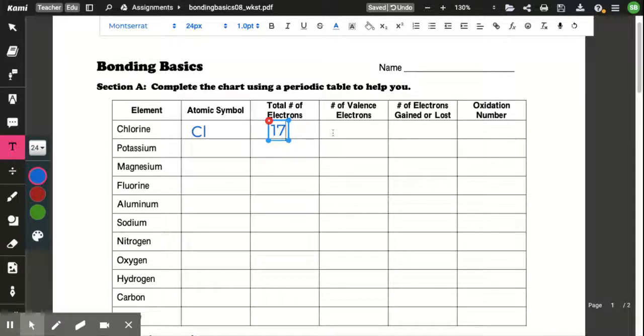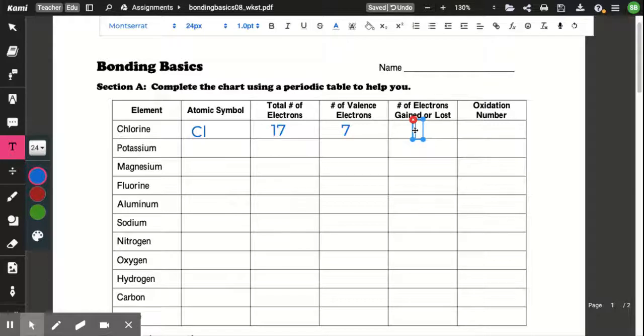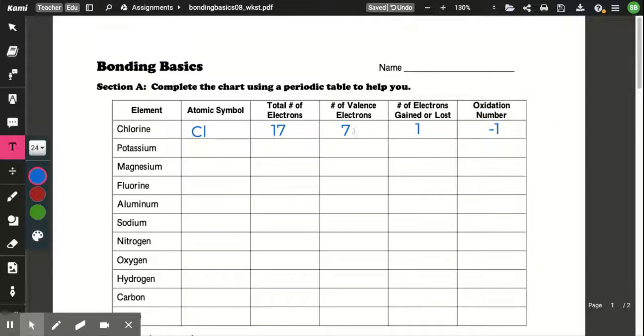So the number of valence electrons, you're going to be looking at the group it's in. So it's in group 17, so it's going to have 7 valence electrons, and the number of electrons gained or lost. Okay, so it wants to have 8. All of these want to have 8, right? So if it already has 7, it's going to be much easier for this atom to gain 1 more to satisfy its octet rule rather than to give up 7. That's just not going to happen. So it's going to gain 1 electron, which would make its oxidation number -1. Okay, so this is what you're filling in for this chart.